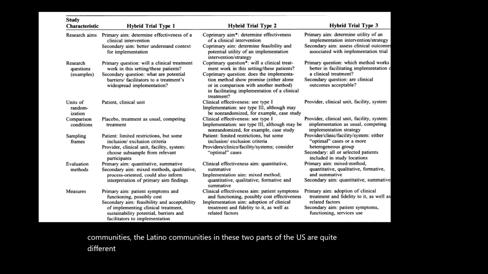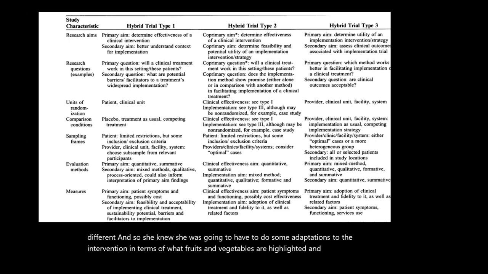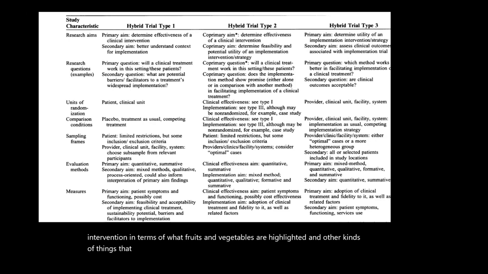She knew she was going to have to do some adaptations to the intervention in terms of what fruits and vegetables are highlighted and other kinds of things that might go in. But what she was really interested in doing is also changing the delivery agent, because she thought if she changed the delivery agent of the intervention, she could actually increase the potency or effectiveness of the intervention.